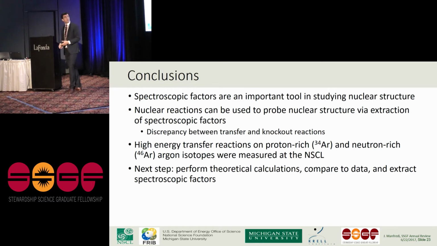So to summarize, I hope that I've convinced you that these spectroscopic factors are important for probing nuclear structure, and furthermore, that it's important how we study them and that we make sure we understand the probes we use to study them. An experiment was run at the National Superconducting Cyclotron Lab to look at both proton and neutron-rich argon isotopes. Analysis is ongoing, in particular theoretical calculations that will then allow for the extraction of the spectroscopic factor of interest.